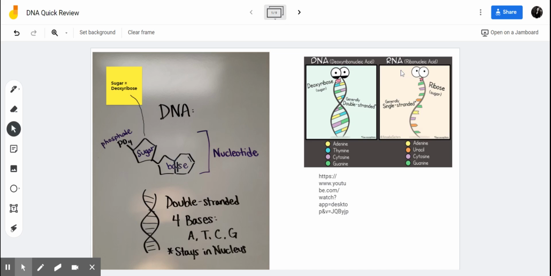RNA is a close chemical cousin of DNA. It is single-stranded. It is made of ribose sugar, therefore R for ribose sugar, D for deoxyribose sugar, and the four bases are almost identical. The only difference is that thymine is replaced by uracil in RNA.